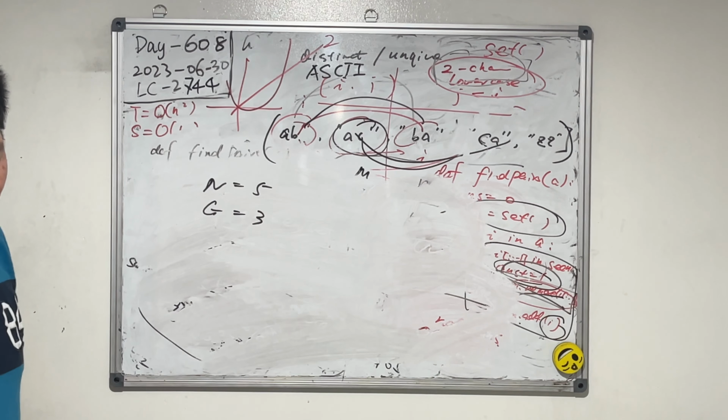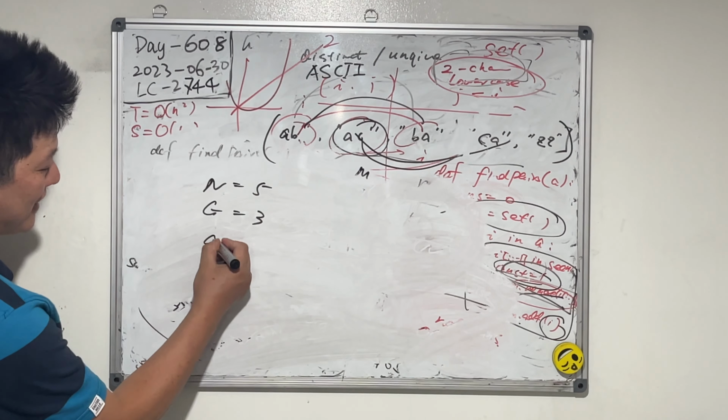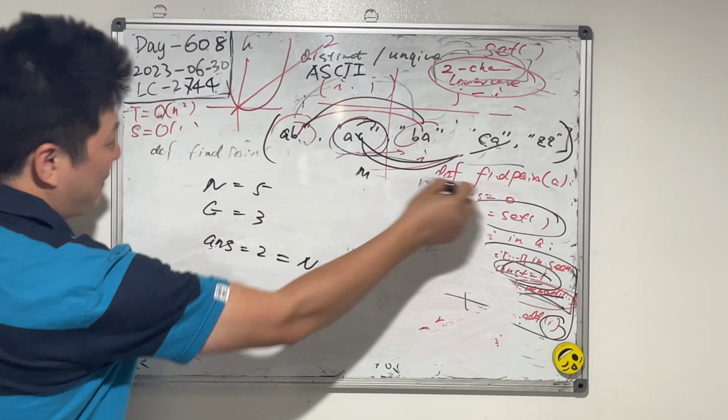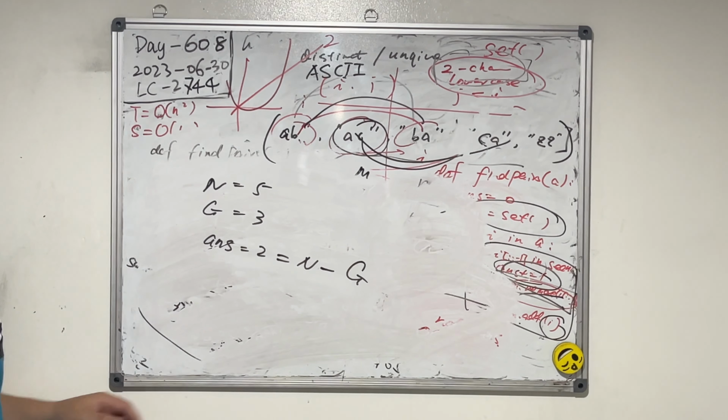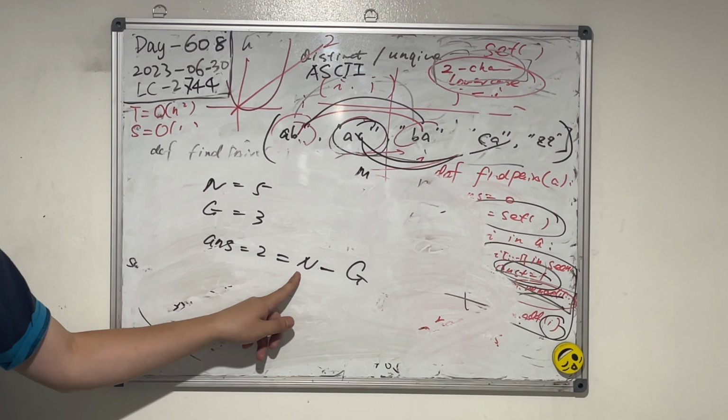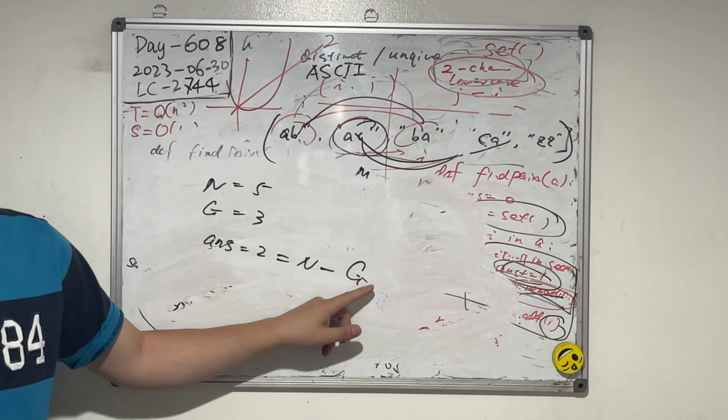So how many pairs do we need? 2. Yes, 2. So how do we get a 2? The answer is 2 because it equals n, the total number of elements, minus the group, right? Does it make sense? Okay, so we know this, right? This is given. So we just need to find out this.